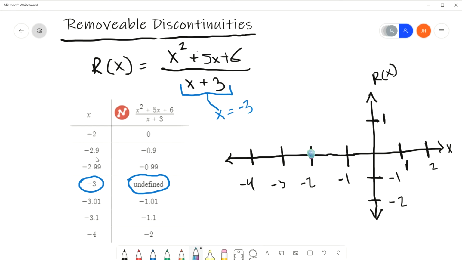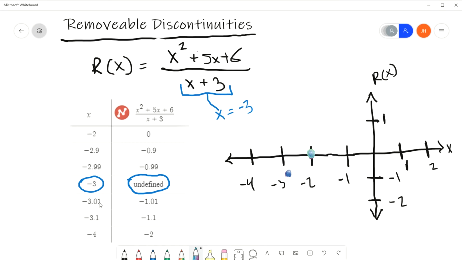So when I plug in -2.9, I get -0.9. So -2.9, which is pretty close to -3, I get -0.9. So that'd be around here. When I plug in -2.99, I get -0.99. So you can see that's essentially so close to this point that it's not really worth my time trying to distinguish it. At -3, it's undefined, so I will not include any coordinate at -3.